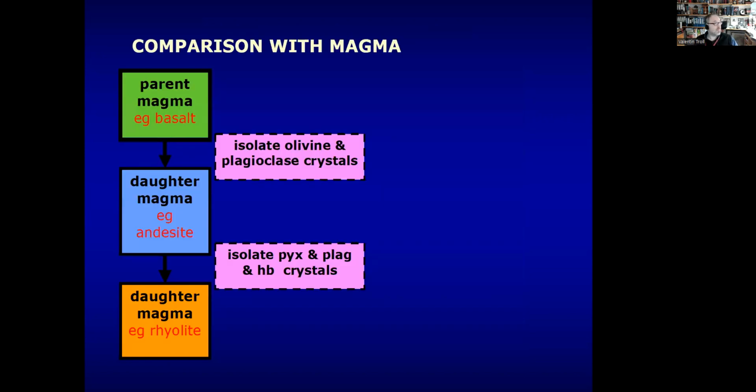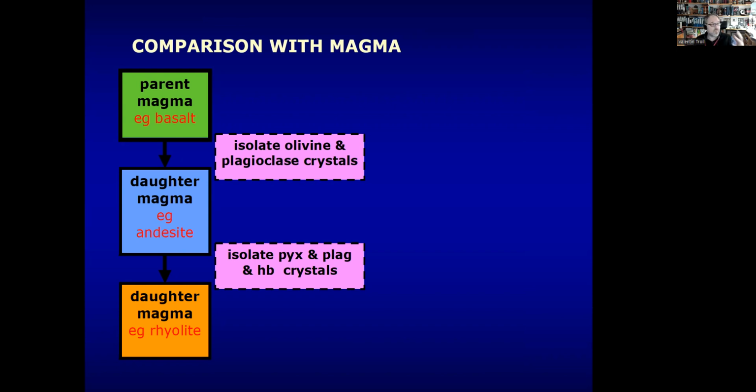You separate them. So, comparison with magma: here we have a parental magma, a basaltic magma. For example, we isolate olivine and plagioclase and we make a daughter magma, e.g. an andesite. We isolate then new crystals, pyroxene, plagioclase, maybe hornblende, and then we make another daughter magma, a rhyolite.